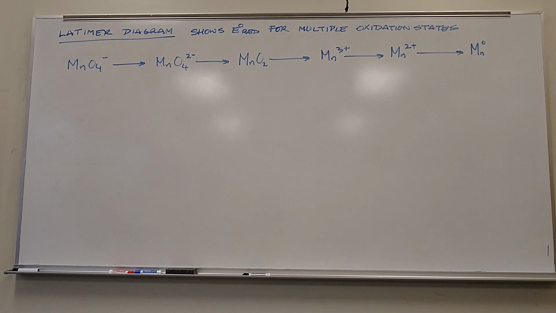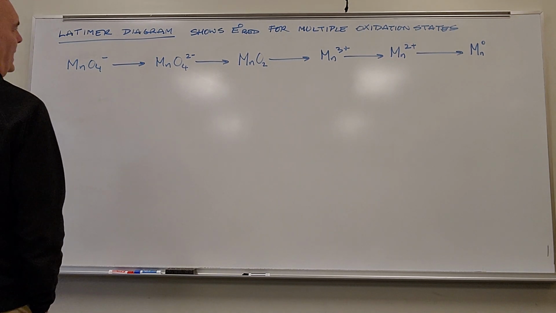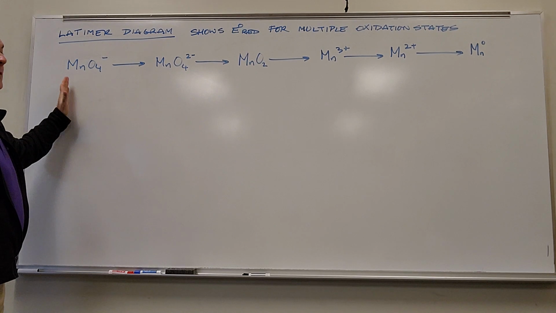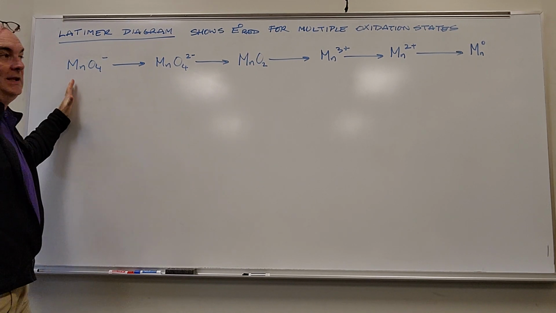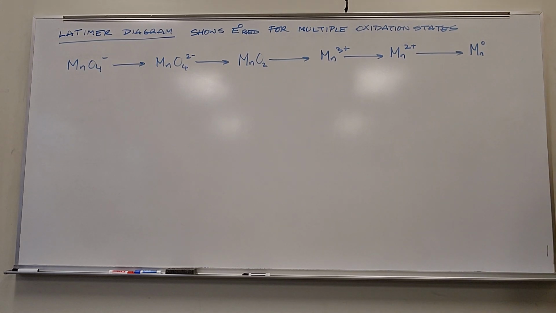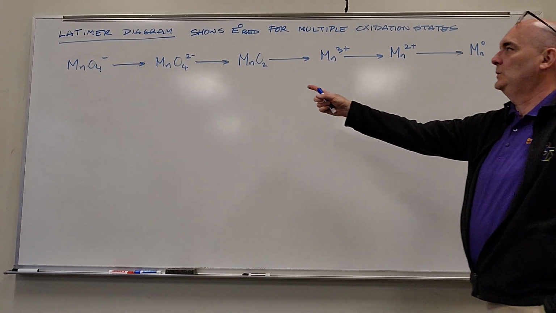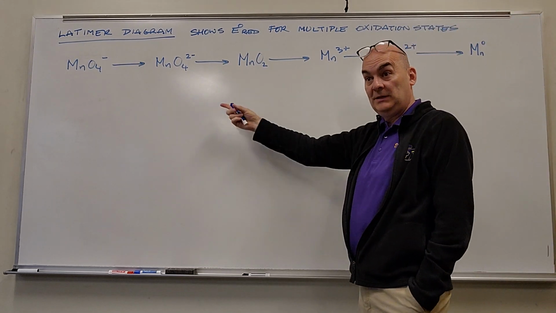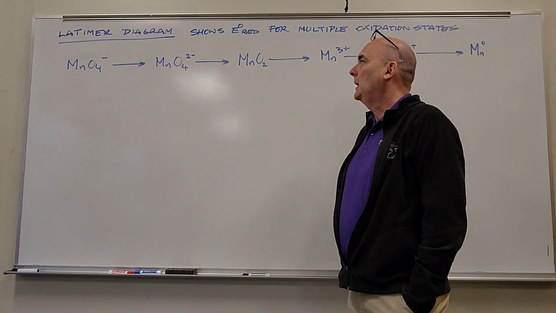Let's look at something called a Latimer diagram. Latimer diagrams consider multiple oxidation states, and we're going to write them from the most oxidized state down to the least oxidized state. So we're going to write them in the sequence that you would see reduction potentials written. Okay.